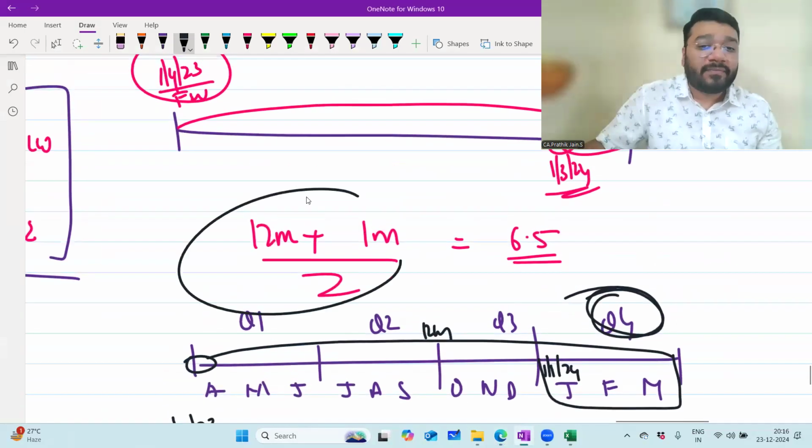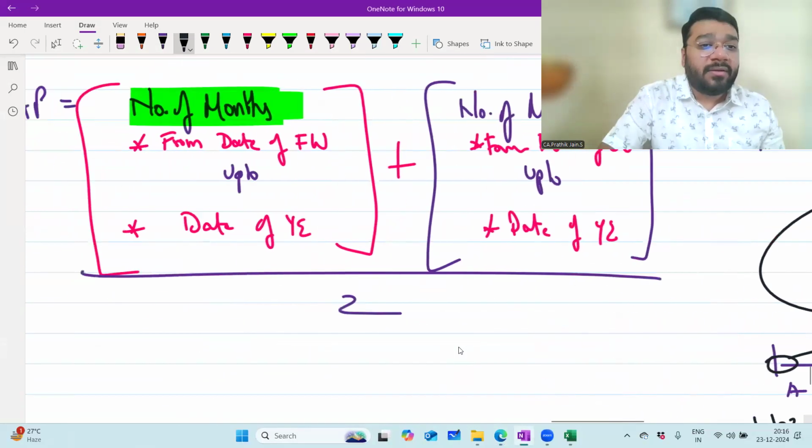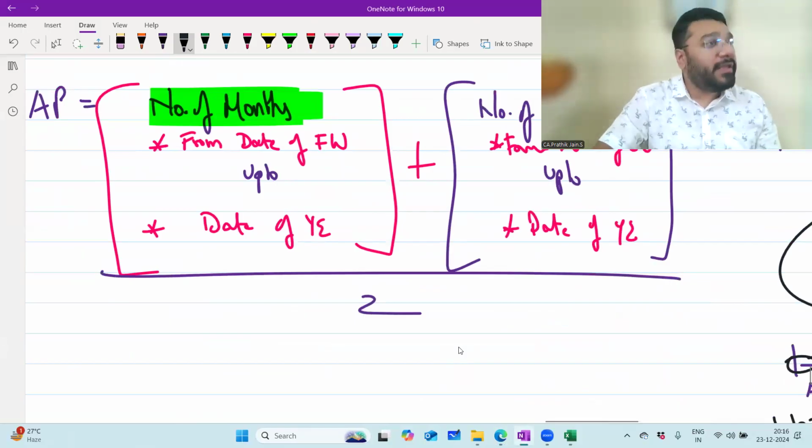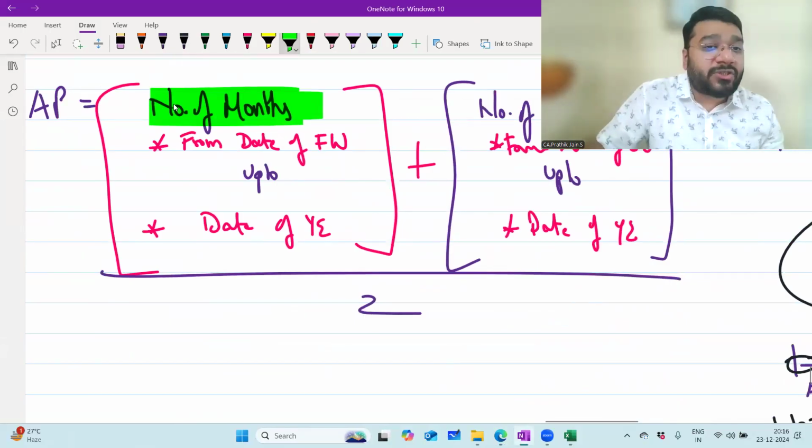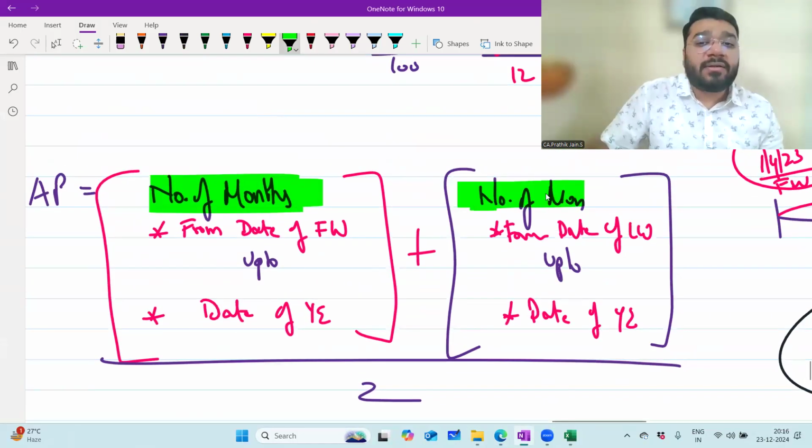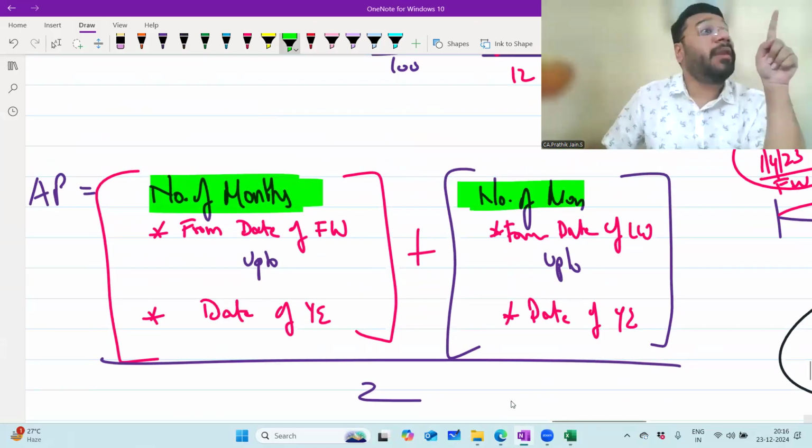This is the formula. What is the formula? Number of months from the date of first withdrawal to the end of the year. How many months do you enjoy the first drawing? And how many months did you enjoy the last drawing? Same formula. That's why I taught the formula.